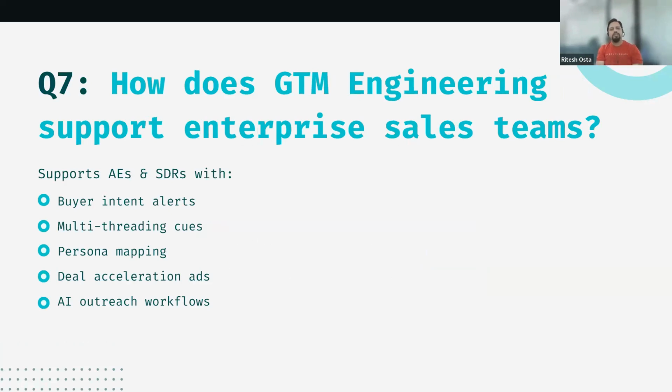How does GTM engineering support enterprise sales teams? All right. So we are talking about AEs and SDRs. Buyer intent alerts, right? Now you can just put up some triggers and you'll get the buyer intent. You can go to Sales Navigator and set up some triggers. For example, create a dynamic list, put those companies in it, and then just wait for the intent. If there is a change of CTO or CXO, you'll get a trigger.